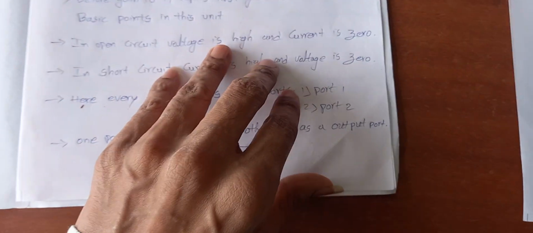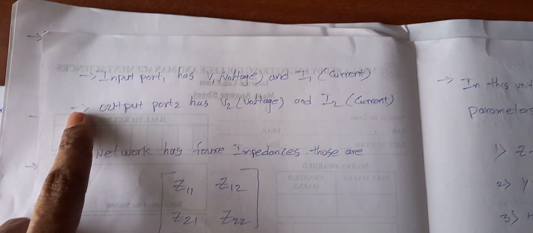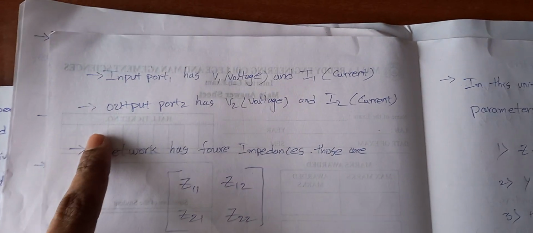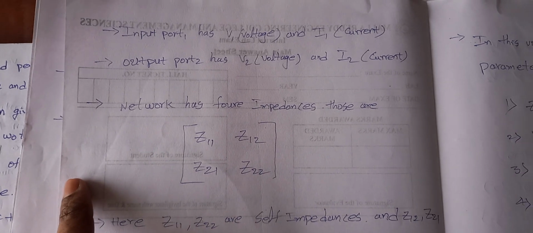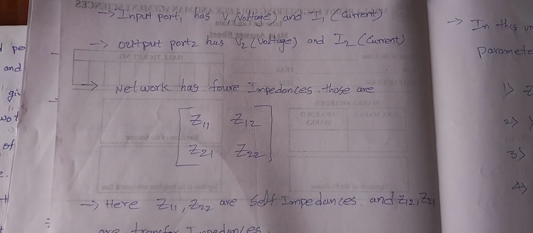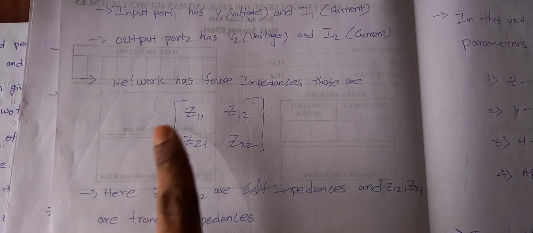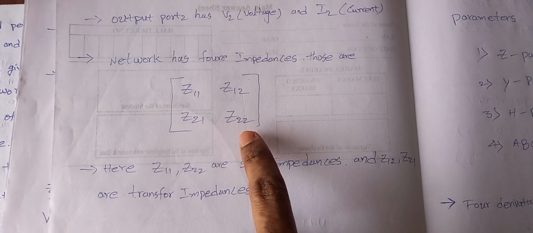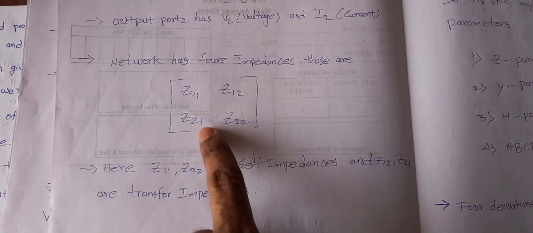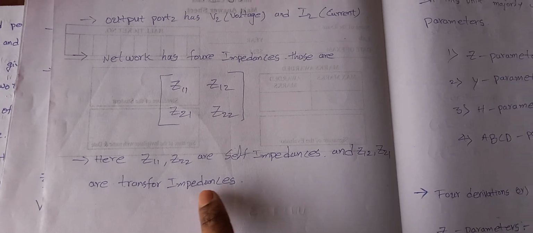So this network contains, as I said here, the input port has V1 voltage and I1 current, and the output port has V2 voltage and I2 current. So this network has 4 impedances. Those are Z11, Z12, Z21, Z22. Here Z11 and Z22 are self impedances, and Z12, Z21 are transfer impedances.